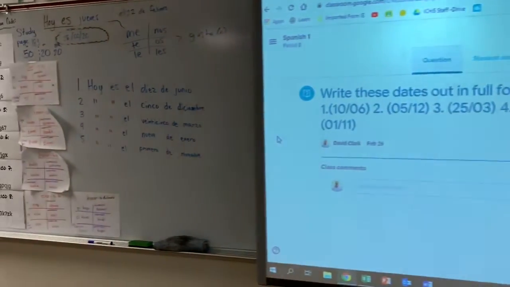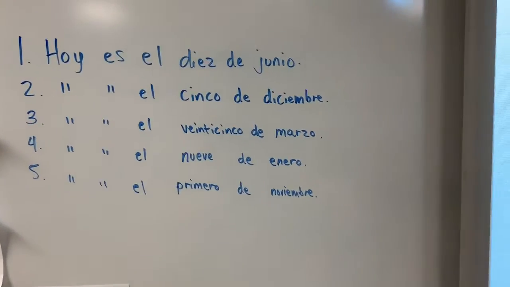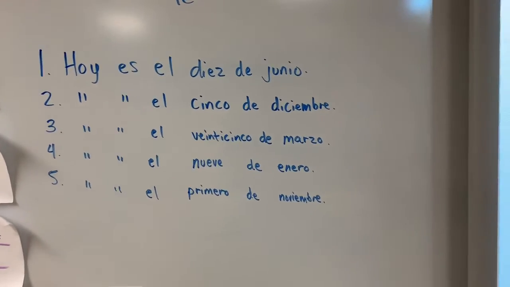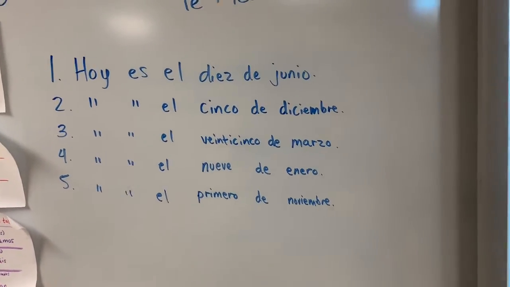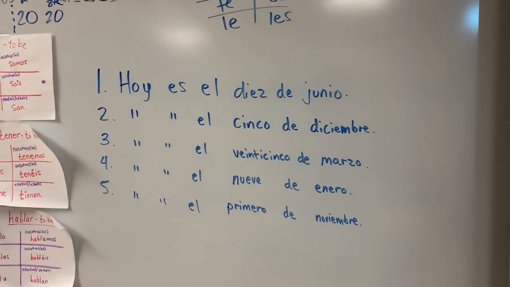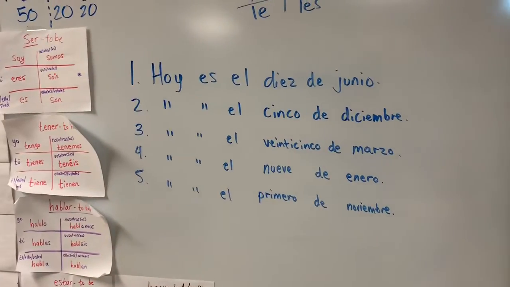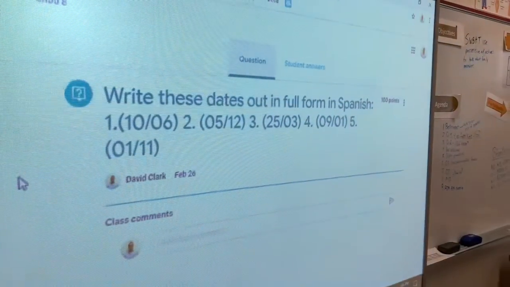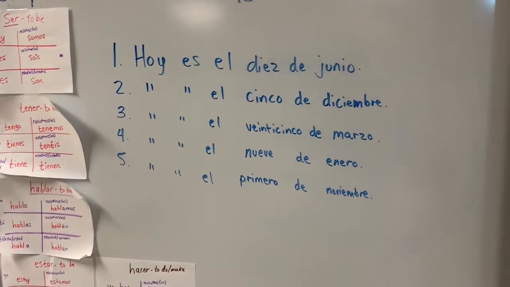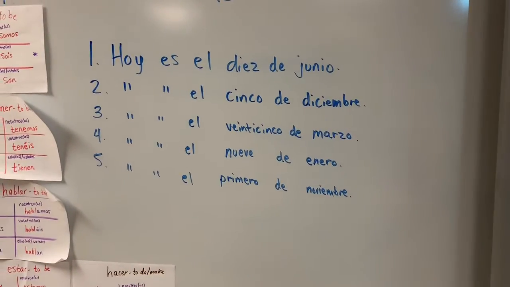All right, let's see what the answers were. I put these little tick marks here because we're not going to have to say "hoy es" and repeat ourselves like this every time. But if today were each of these dates, we would say "hoy es," etc. So number 2, we have the 5th of December, which would be el 5 de diciembre. For the 25th of March, we have el 25 de marzo. For the 9th of January, we have el 9 de enero, number 4. And number 5, we have the 1st of November, el 1 de noviembre.